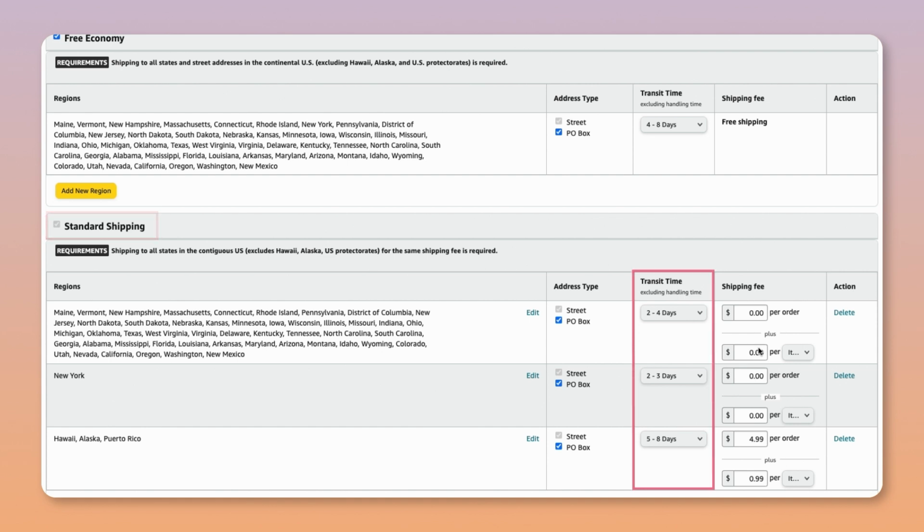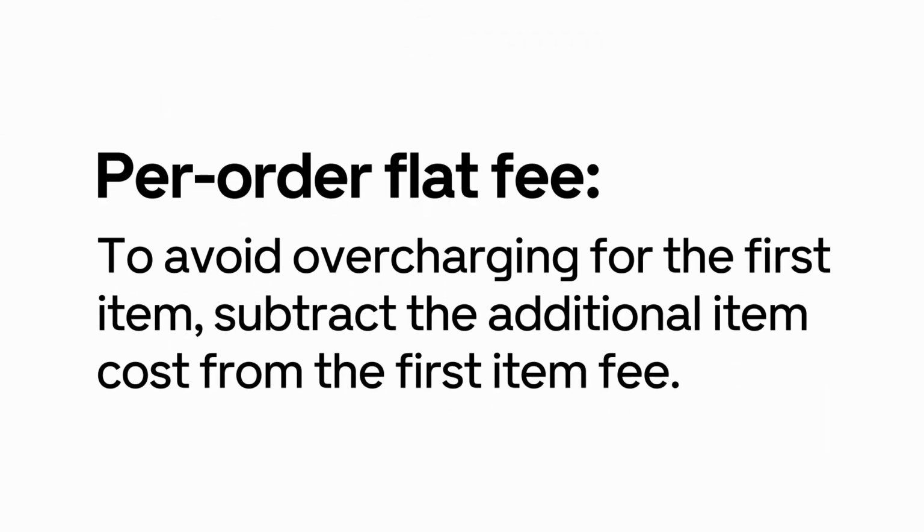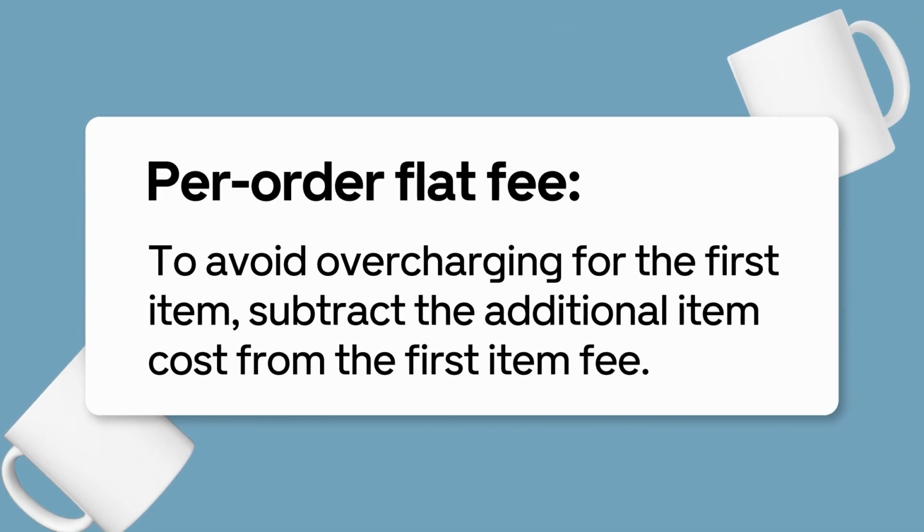For Gelato products, you'll need to set both a per-order shipping fee and a per-item fee. Refer to Gelato's shipping and delivery rates page for shipping costs. Here's how to set your rates. Per-order flat fee: to avoid overcharging for the first item, subtract the additional item cost from the first item fee.